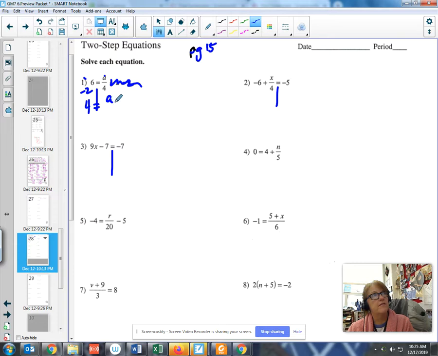On the left, you have 4, and this says a divided by 4. To counteract that one, multiply both sides by 4. Dividing by 4 and multiplying by 4 gives you a 1. A equals 16. Check your answer if you need to.